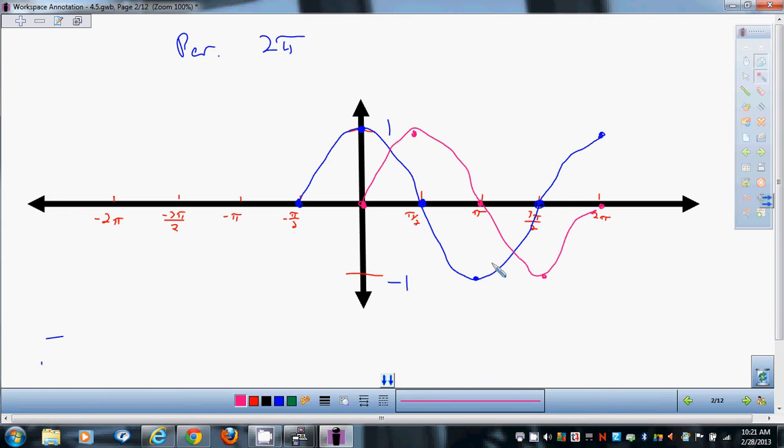Those are the base functions. Those are the parent functions. I know you've heard me say that 100 times here. The parent functions of sine and cosine look just like that. Now today we're going to be stretching them, flipping them, moving them all over the place.